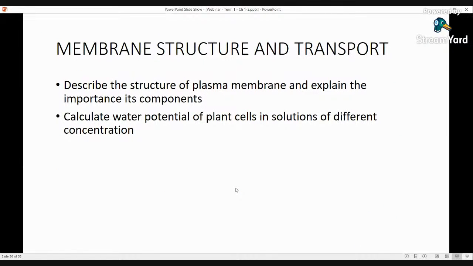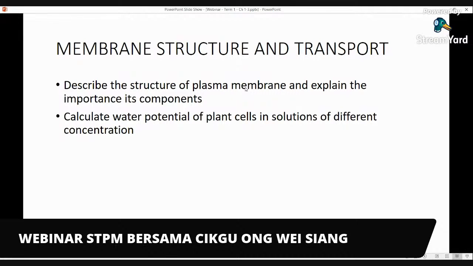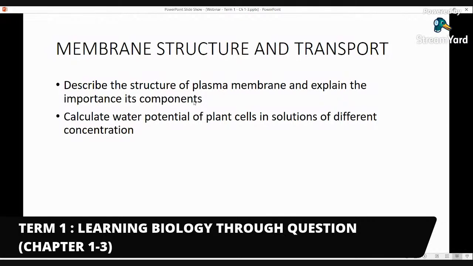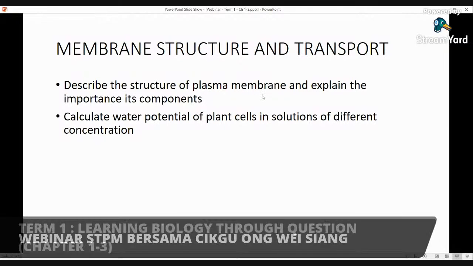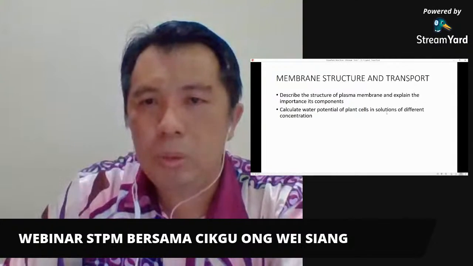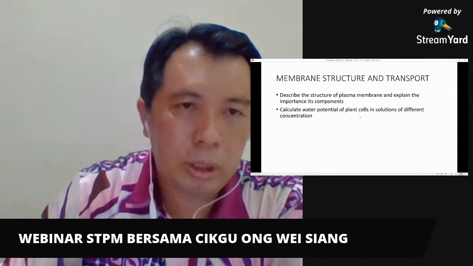All right. Now is Chapter 3, the last chapter for today's discussion. In this chapter, we will talk about the structure of the plasma membrane and the importance of each component of the plasma membrane. And also, we will discuss how to calculate water potential of plant cells in solutions of different concentrations.